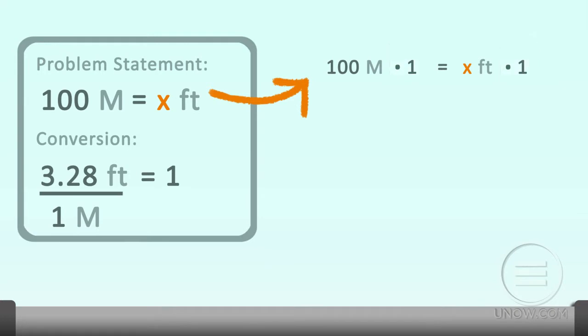Now on the right-hand side, feet is the unit I want eventually. Right? It's the unit of my final answer. So I'm just going to ignore this 1. Forget about it, because x times 1 is still x. It's no big deal. But I want to convert meters.